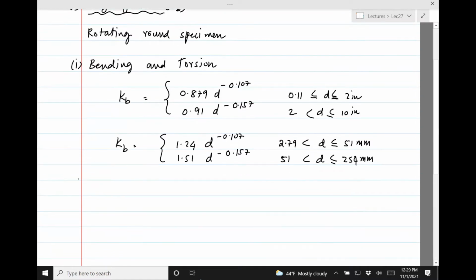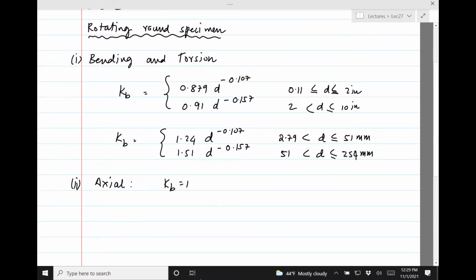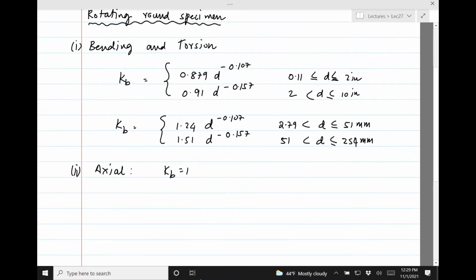If you have an axial specimen, that is, it's loaded in uniaxial tension or compression, then you would have a KB of 1. Okay, so remember this is for a rotating round specimen. But then your actual element can be non-round, it could be non-rotating. So in this case, you have to use the following formulas.